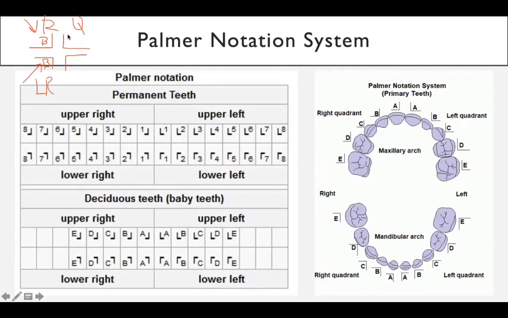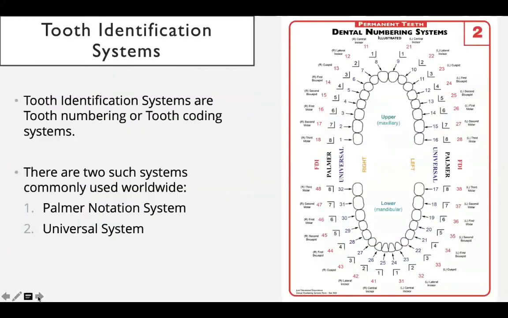Closed from the right side and open from below, lower right quadrant. And the same goes for this: if we have C and C here, it's closed from the left side, with the upper side open, so upper left, and then the lower side open, lower left. And this right and left is for the patient's right and patient's left, not yours. So that's a way to remember this. You can make your own way to remember it, but you need to remember these two notations: one is Palmer and one is Universal.